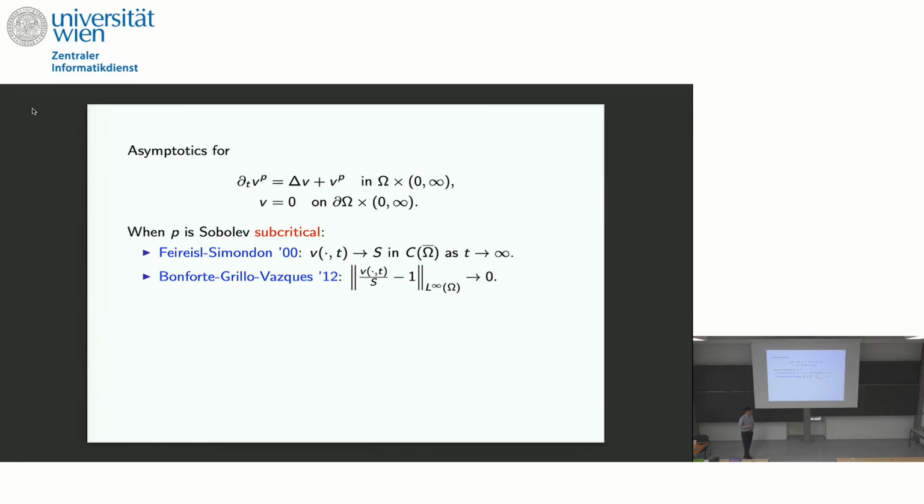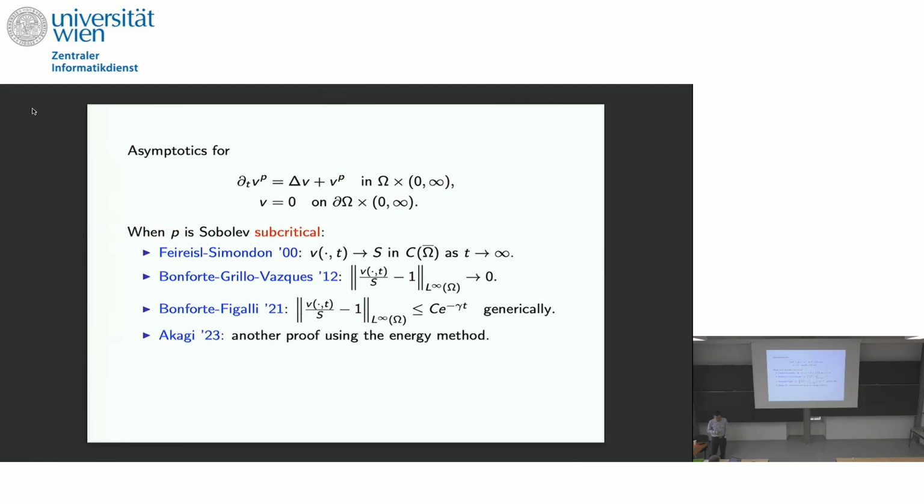And then, of course, an interesting question is, what is the convergence rate? Bonforte and Figalli in 2021 showed the generic exponential convergence. The gamma can be made optimal, which I will mention a few slides later. Generic means if you give me a domain, I perturb it a little bit, and it will be exponentially convergent. We will see a moment later why. Bonforte and Figalli used the so-called entropy method, and Akagi provided another proof using the energy method. And Choi and McCann showed the higher order asymptotics. So we know the limiting profile, then what are the next order terms, for example.